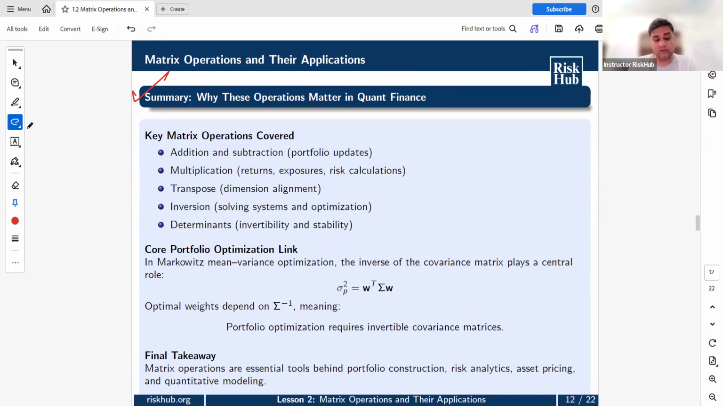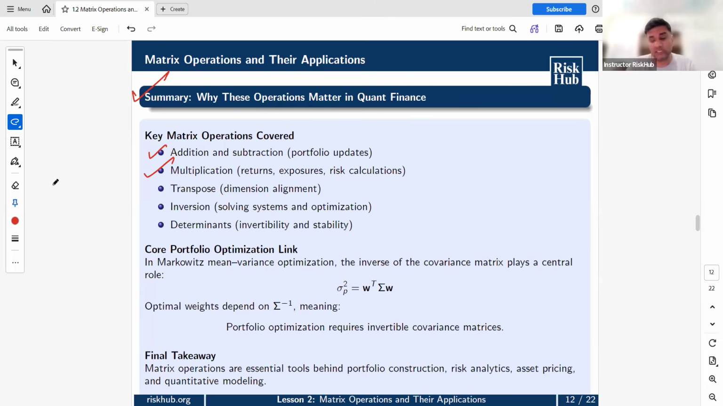What is happening here is we are looking at the summary of why these operations matter in quant finance. Please understand, we're trying to tie up everything together now. And honestly, this is one of the most important conceptual slides in the chapter, right? Because we're trying to understand the purpose of each. The key matrix operation covered is addition and subtraction. What are we doing here? The purpose is your portfolio updates, your exposure changes, your profit and loss aggregation, right? An institutional example I can give you is combining books across your trading desk, incremental risk tracking, your exposure monitoring, right?